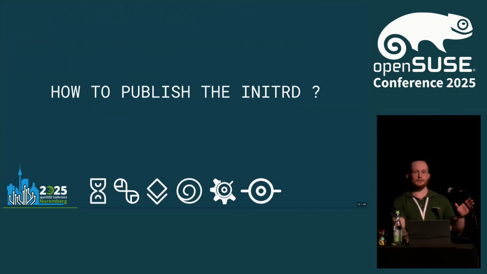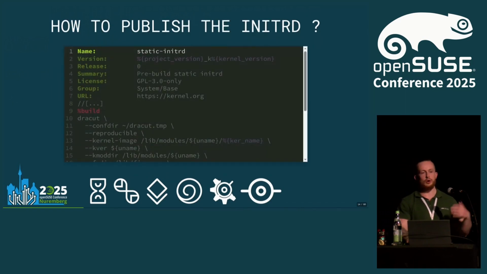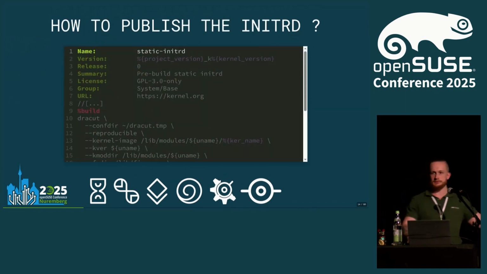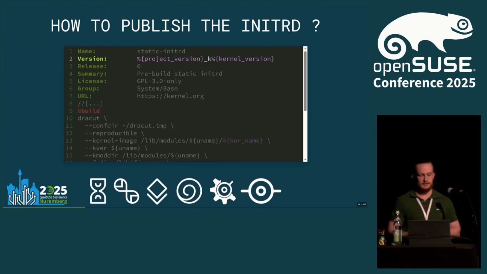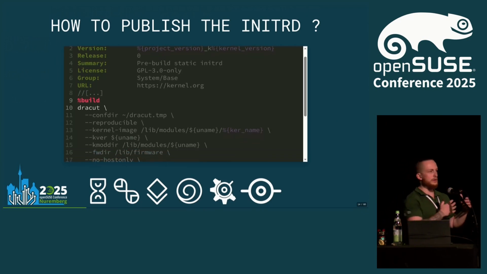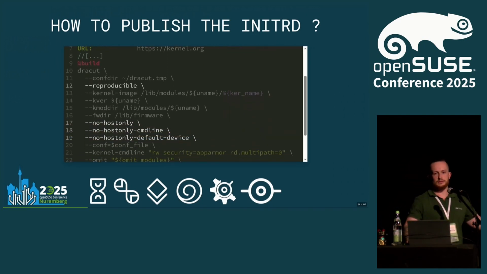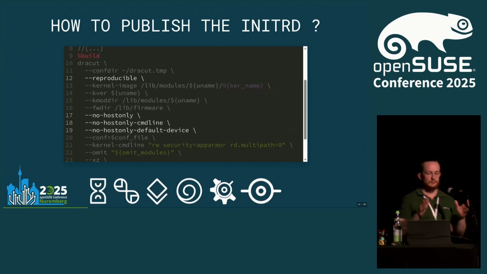Okay, so now we have chosen the tool, how do I publish a static initrd? I created a package using a spec file called static-initrd. It follows the kernel version it was built with, and in the build section I call the Dracut command. I build it in a reproducible way, and most importantly, I use the no-hostonly argument, which tells Dracut to build an initrd not of what is available, but to try to build the most generic one.